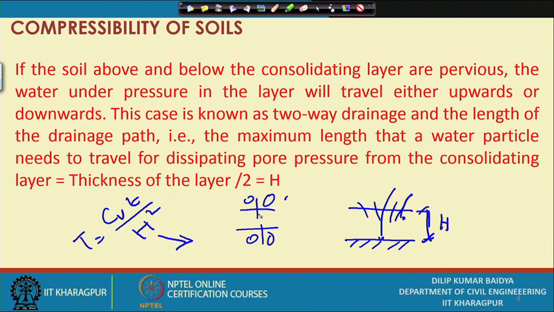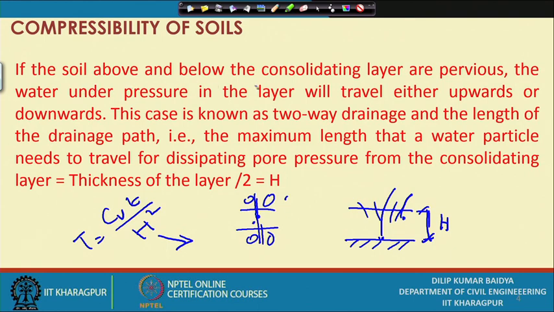Whereas, if you have both side drainage, then the longest path the water particle has to move for dissipating the pore pressure will be half, because if the water particle is here, it will try to go in this direction instead of going in that direction. So, it will never be more than half. The maximum is at the midpoint, where it can go either this side or this side. Because of that, when drainage is on both sides, the longest distance a water particle has to travel for dissipating the pore pressure is half the thickness of the layer. So, that is what is mentioned here.